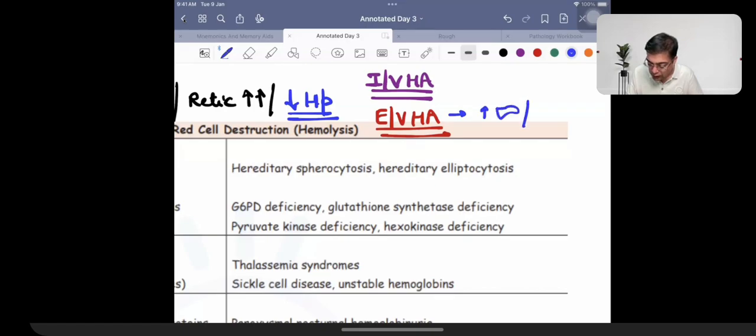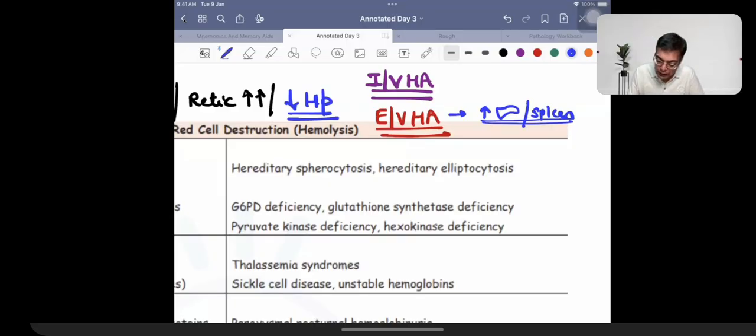Increase in the size of the liver, increase in the size of spleen. Hepatosplenomegaly will be seen because these organs have to work more. So in extravascular hemolysis, there is presence of increase in the size of liver and spleen.